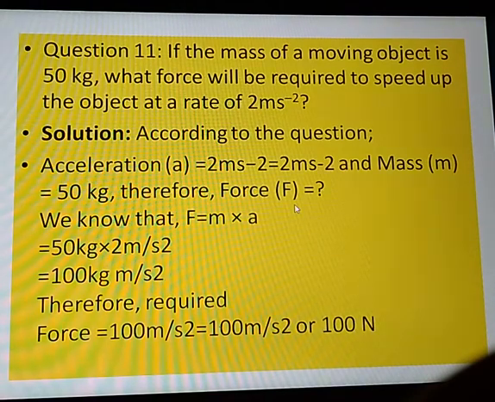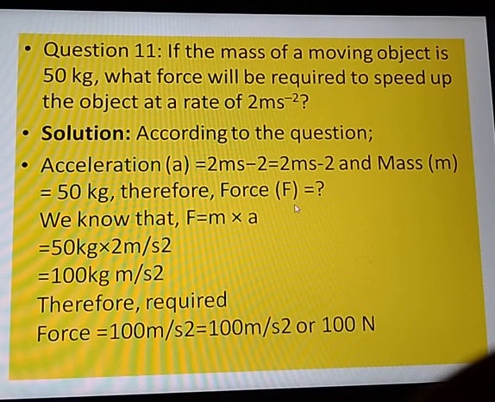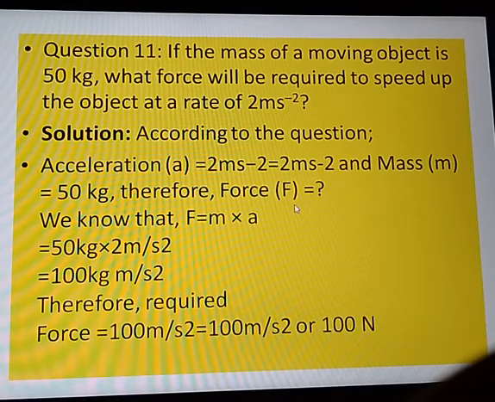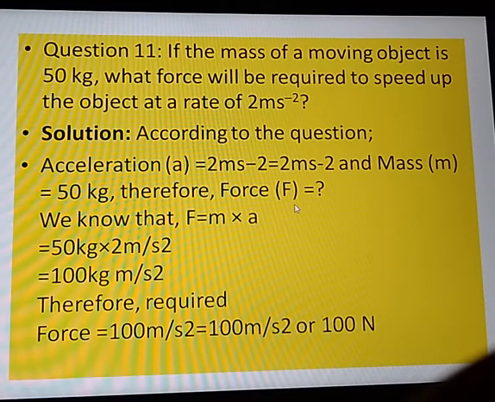Next question. If the mass of a moving object is 50 kg, what force will be required to speed it up at the rate of 2 meter per second square? Again here mass and acceleration are given. Mass is 50 kg, so mass is in its SI unit, and acceleration is also in its SI unit. We have to calculate force. So force is mass into acceleration. With the help of the formula force is equal to mass into acceleration, we can easily calculate this question also.